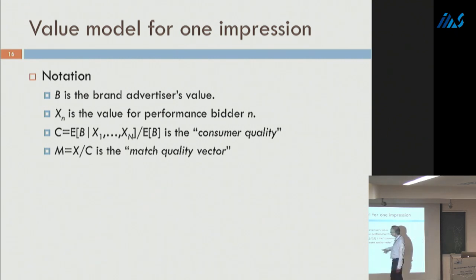And I'm going to take this vector X and divide it by this number C. These are random, so the ratio is a random vector. I'll call that the match quality vector. So M1 is how much relatively more valuable this impression is to performance bidder 1, M2 to performance bidder 2, and so on. So I'm going to imagine that there's a match quality and a consumer quality, and what's going on in this world is there's adverse selection because sometimes these bidders bid high because the consumer quality is high, and sometimes they bid high because the match quality is high, and the auctioneer can't tell the difference.